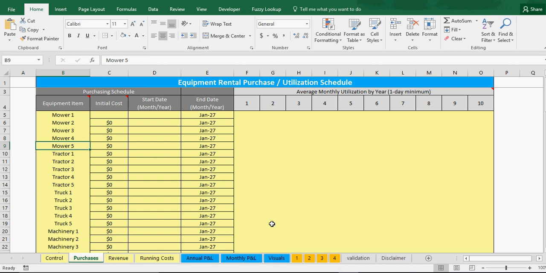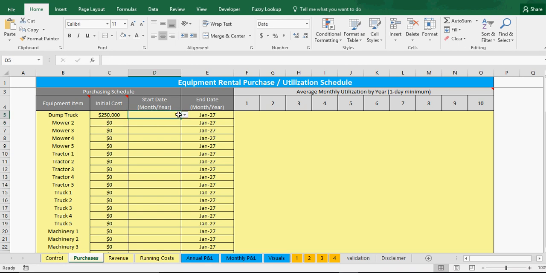So let's build a little scenario that I'm just going to expand out. Let's say this is not a mower. Let's say this is a dump truck, and it's going to cost you, I don't know, how much is a dump truck? Let's say a nice one, a huge one, let's say 250,000.